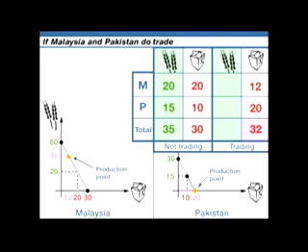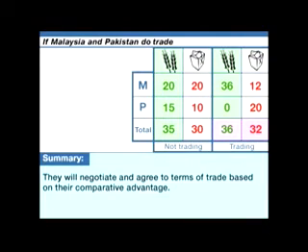Let's add up the totals. Pakistan is producing 20 bushels of rice. Malaysia is producing 12 bushels of rice for a total of 32 bushels of rice. They were only producing 30 bushels before. That's 2 extra bushels of rice created by trade. Let's look at wheat production. Well, Pakistan is not producing any wheat, and Malaysia is producing 36 bushels of wheat. 36 is 1 more bushel than we were producing before, when the economies were operating independently and producing only 35 bushels of wheat. Aha! By specialization, according to comparative advantage, we have created an additional 2 bushels of rice and an additional 1 bushel of wheat.